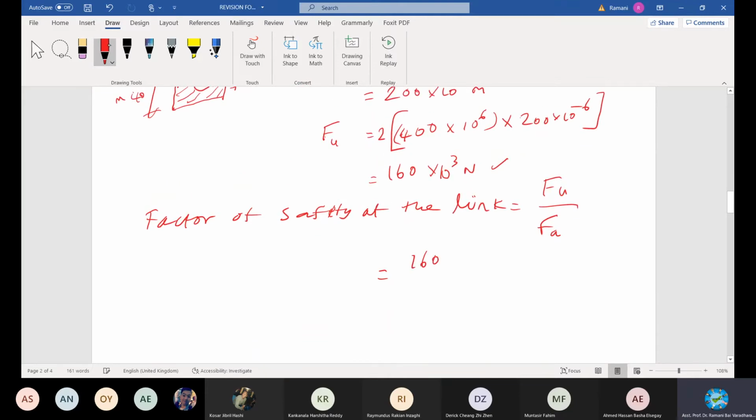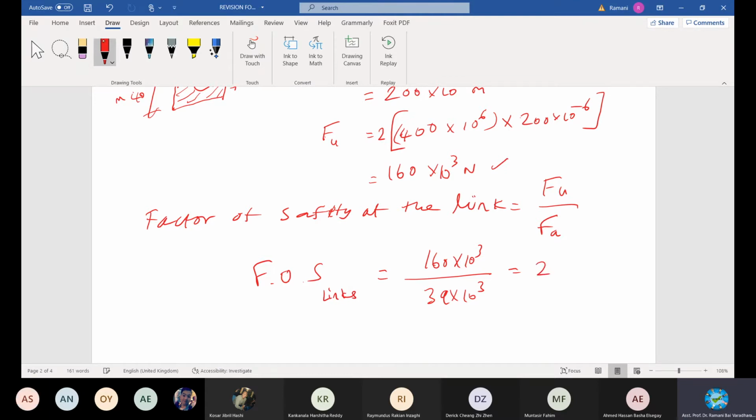Ultimate is 160 times 10 power 3, but it is over designed, but better. 160 times 10 power 3 divided by applied load, which is 39 times 10 power 3. Come on, get me the answer quickly. You got your factor of safety, factor of safety for your links. So one answer done.